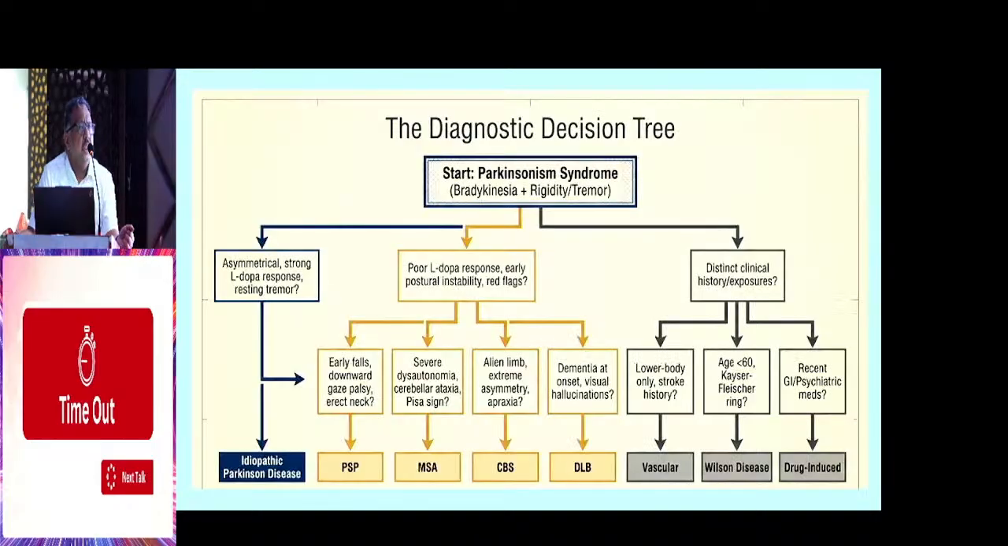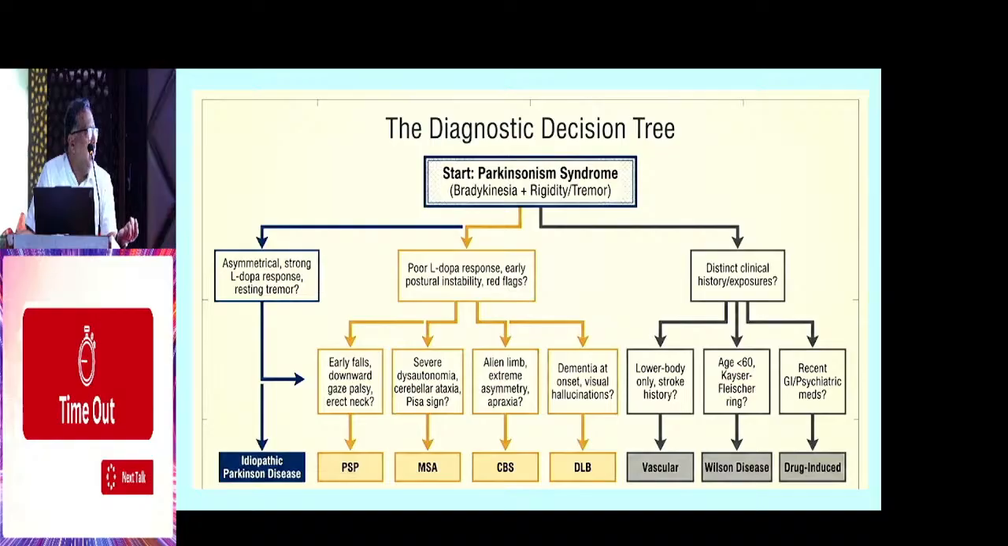So, starting with Parkinson syndromes: if bradykinesia and rigidity are present, then the diagnosis is Parkinsonism, not Parkinson disease. The minimum criteria for Parkinsonism are rigidity and bradykinesia. If there is asymmetrical onset and levodopa response, then it is idiopathic Parkinson disease. If poor levodopa response, early falls and downward gaze palsy, the diagnosis is PSP. If severe dysautonomia like bladder incontinence, then more likely MSA. Alien limb, extreme asymmetrical apraxia, then the diagnosis is corticobasal syndrome, CBGD.